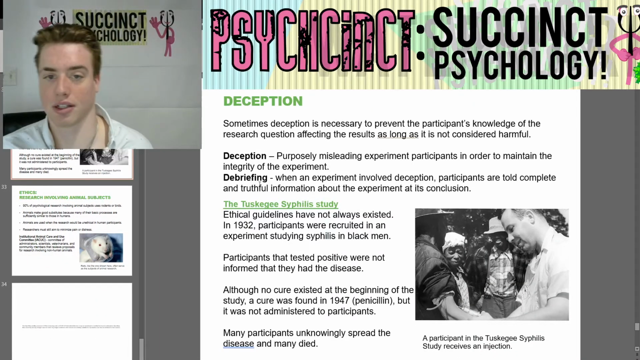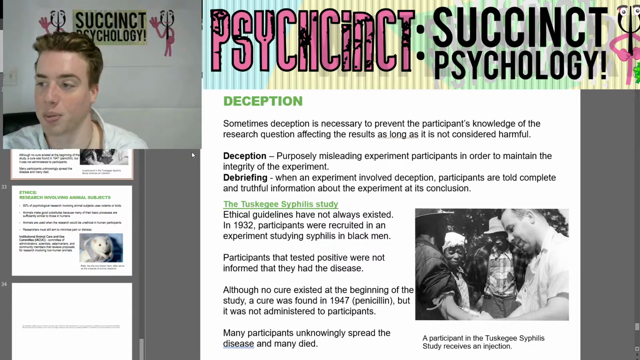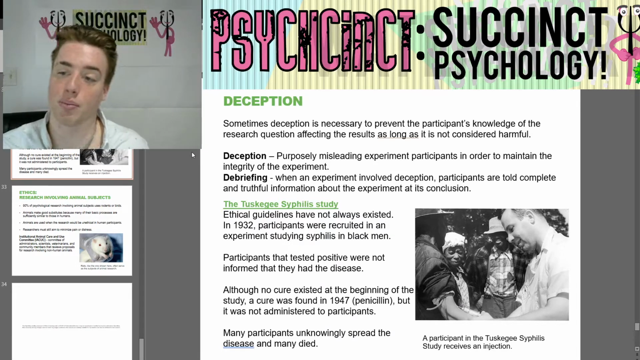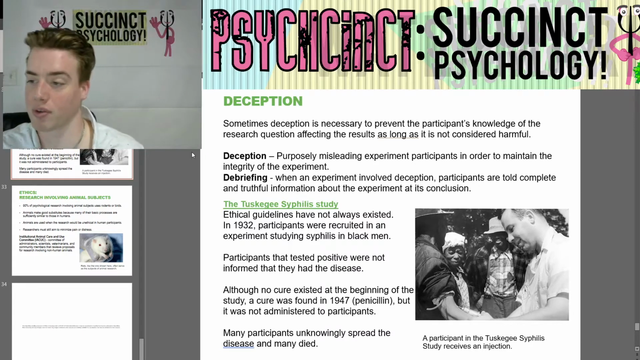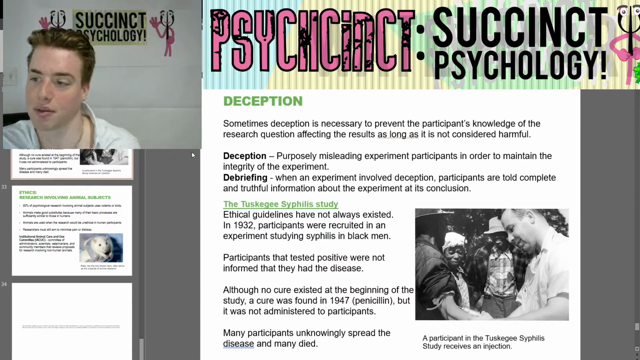Part of ethics when it comes to research is deception. Sometimes deception is necessary to prevent the participant's knowledge of the research question from affecting the results, as long as it is not considered harmful. That's a key point. Deception is purposely misleading experiment participants in order to maintain the integrity of the experiment. Debriefing is when, if an experiment involves deception, the participants are told complete and truthful information about the experiment at its conclusion. So if you're going to use deception, you have to use debriefing. You can't deceive somebody and then just not tell them.